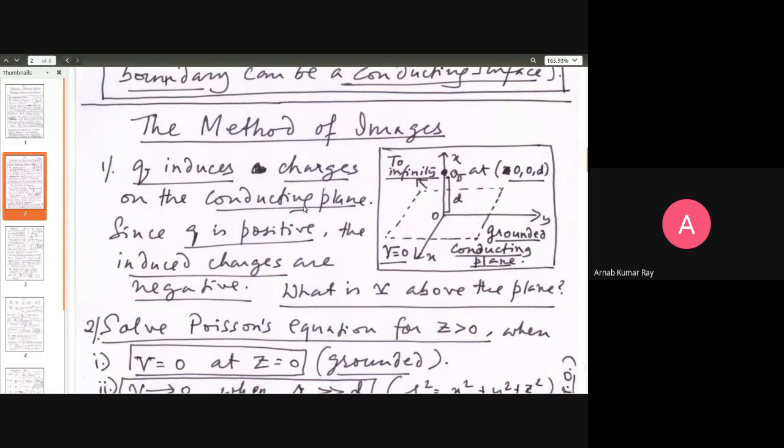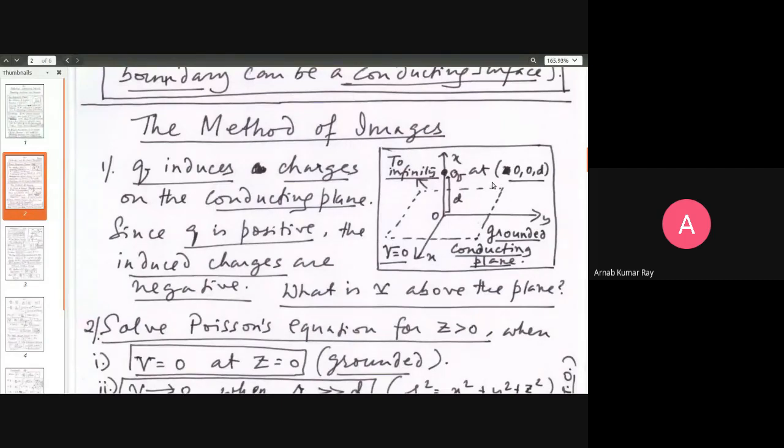Here's the statement I've written. Q induces charges on the conducting plane. This Q is positive, induced charges are negative. What is V above the plane? Let us try to understand this thing. As soon as you bring in this positive charge, it will be exerting its electric field in all directions. Follow carefully. Under the influence of this electric field, this sheet, it's a conducting sheet.